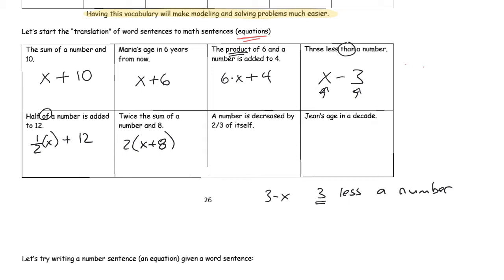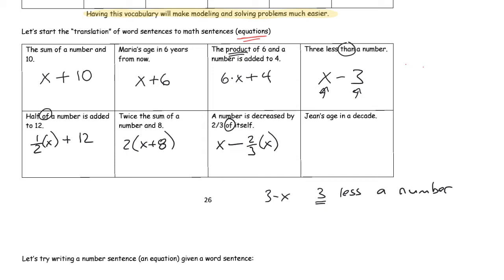Now here, a number is decreased by 2/3 of itself. There's that "of" again. So 2/3 of itself. Well, again, the number was x here, so of itself, that's going to be x again. So this is going to be x minus 2/3 multiplied by x.